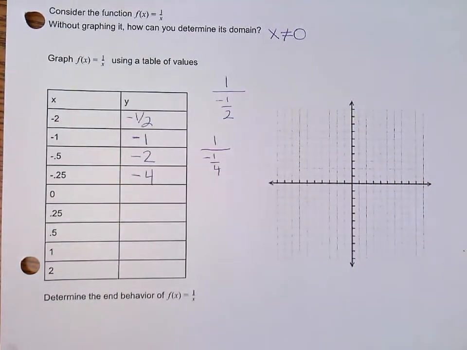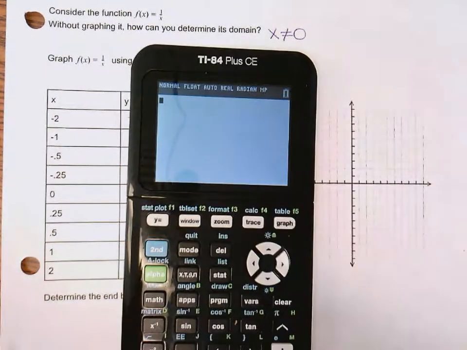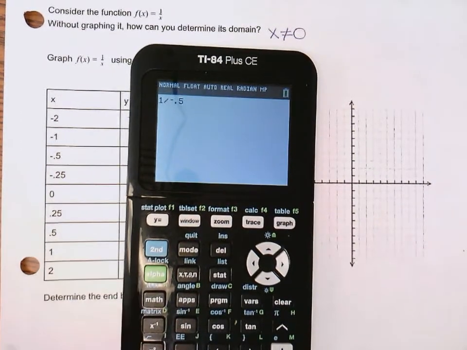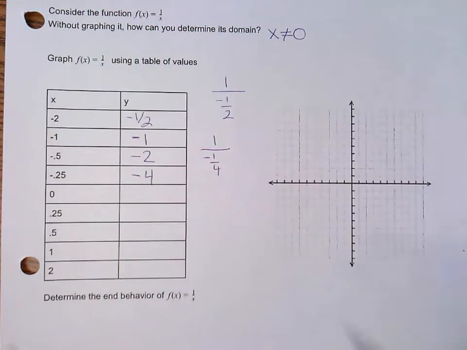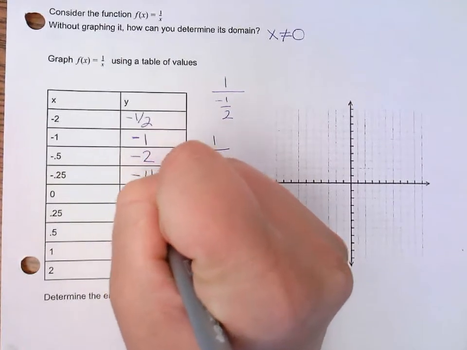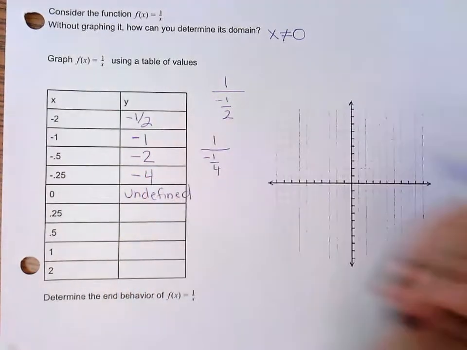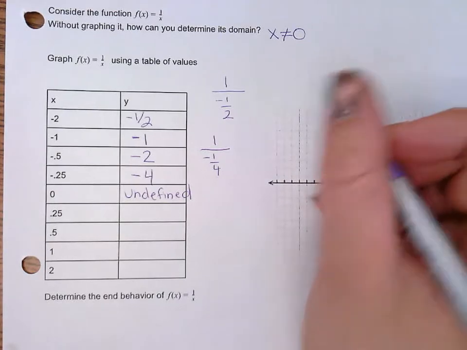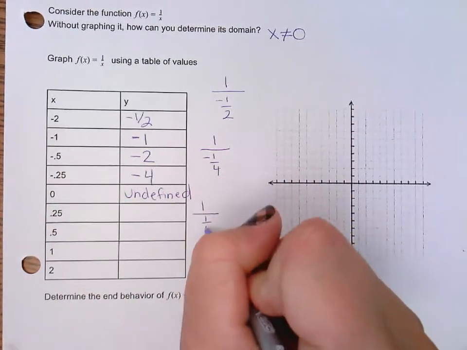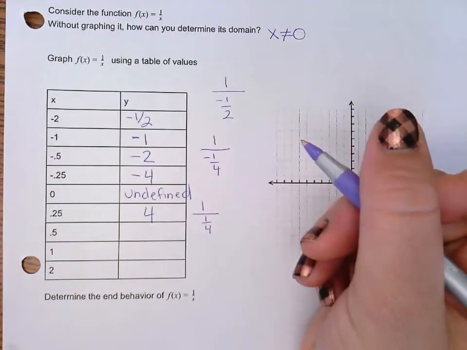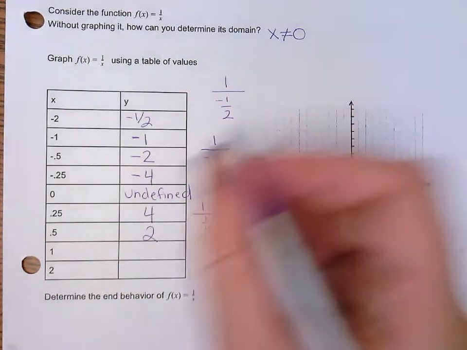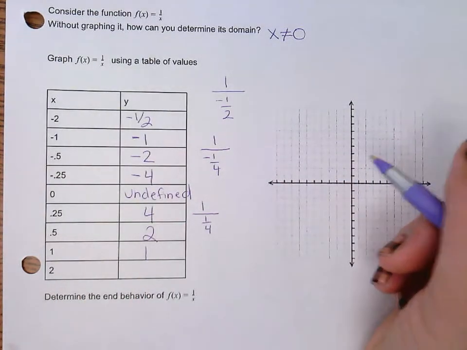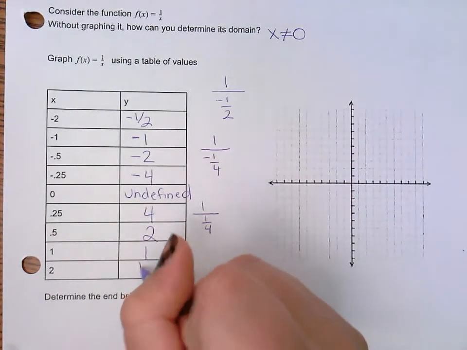If you forgot how to do that, you could just take 1 and divide by -1/2 on the calculator. There's your answer, -2. 1 divided by -0.25, there's your answer, -4. And we already said that when you divide by 0, the answer will be undefined. So what if I take 1 and divide by 1/4? Now I would be at +4. Take 1 and divide by 1/2, I'd be at +2. Take 1 and divide by 1, +1. Take 1 and divide by 2, +1/2.